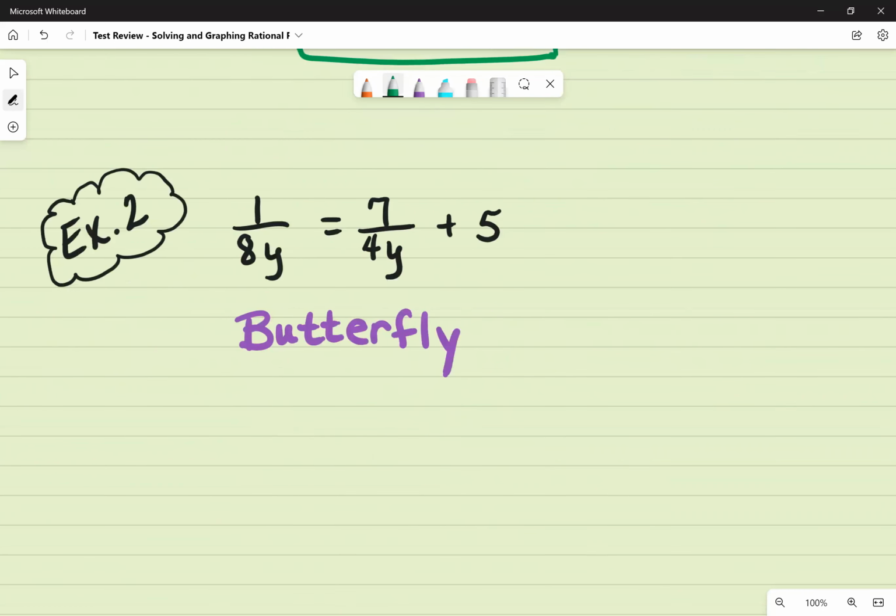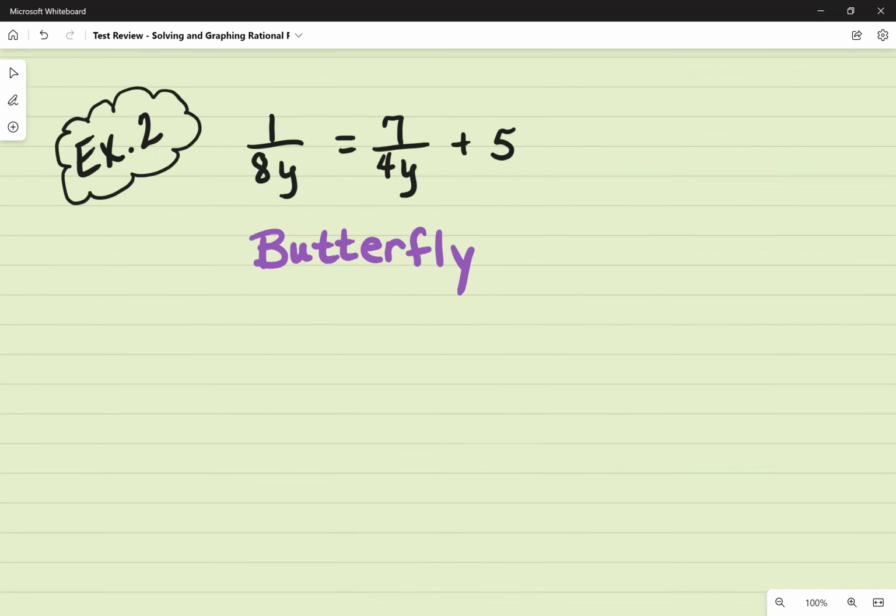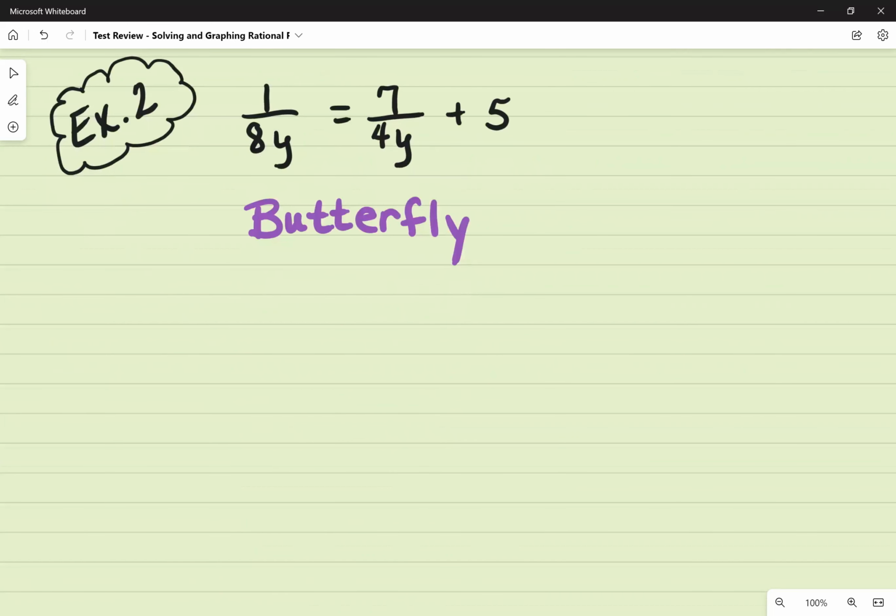So for example 2, I personally would use that same logic. I would use the least common denominator method, which in this case is 8y, and I would just multiply both sides by 8y. But for those people who don't like that method, what I'm going to do is the butterfly method, and I'm just going to bring down 1 over 8y, set it equal to 7 over 4y, and change 5 to a fraction. In order to do that, you just place it over 1.